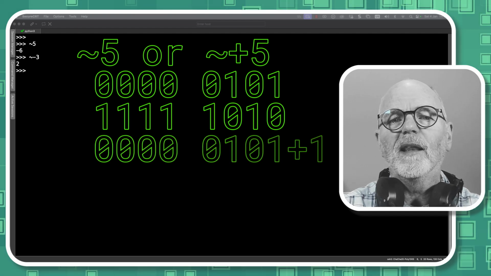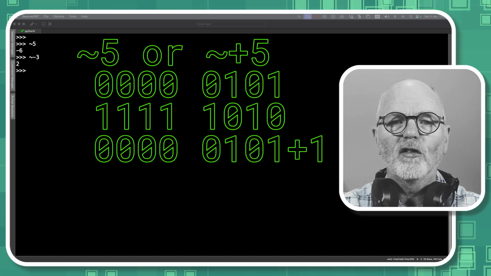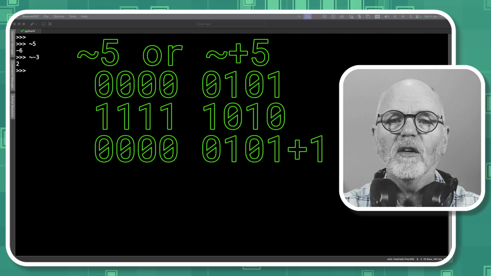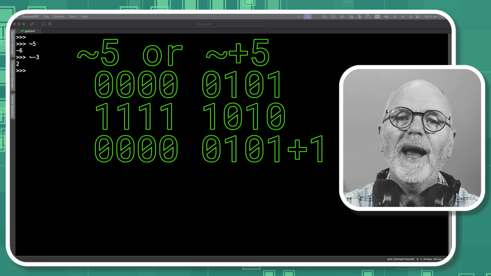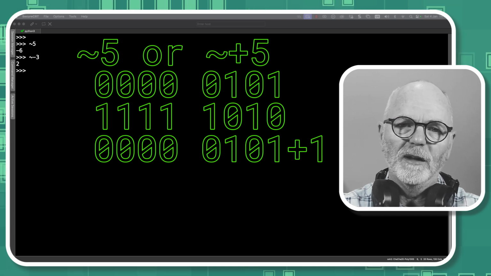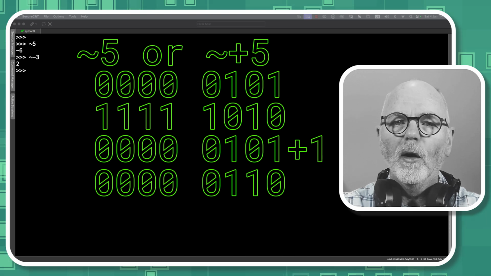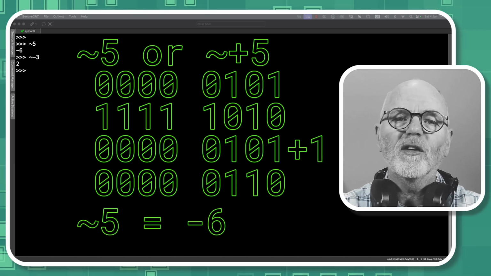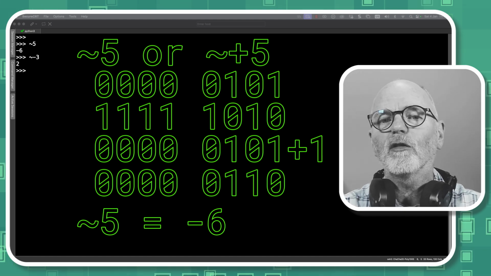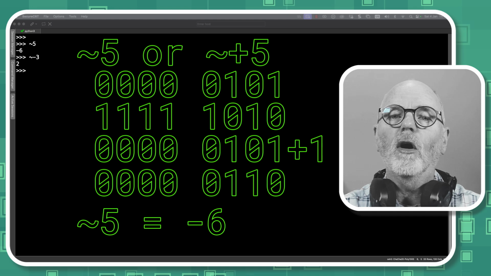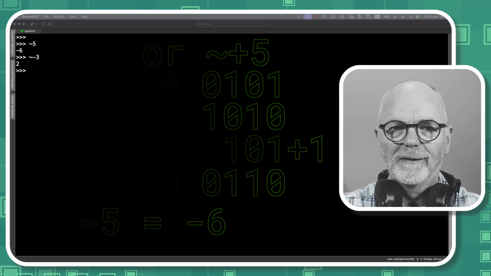We need to calculate the decimal value of our result, so we flip our bits again. So we get our original 0, 0, 0, 0, 0, 1, 0, 1, and then we add 1 to the flipped version, giving us 0, 0, 0, 0, 0, 1, 1, 0, or quite simply, negative 6. We get the 6 coming back, but we know we have to apply the negative value because of our values when we had flipped the bits.